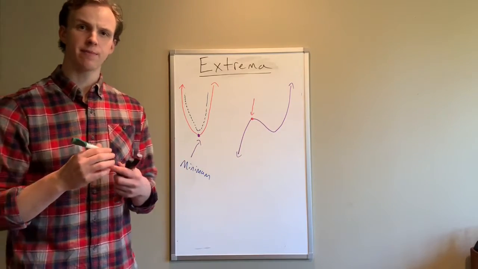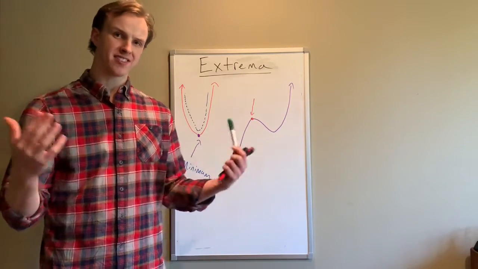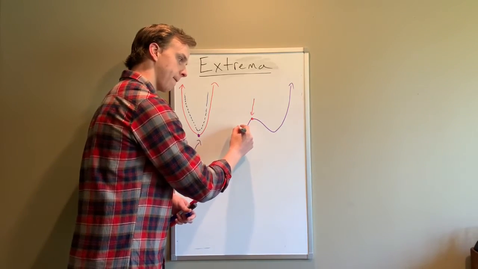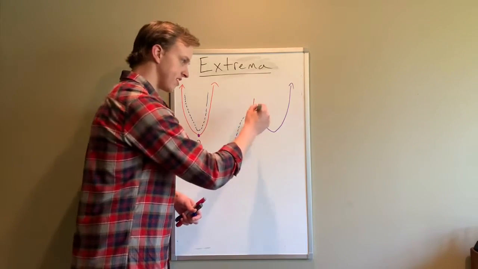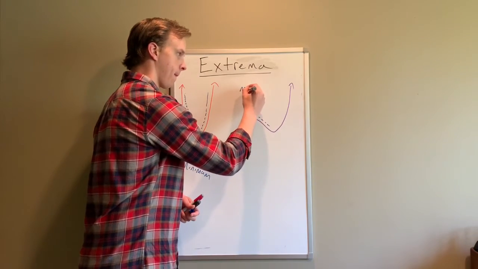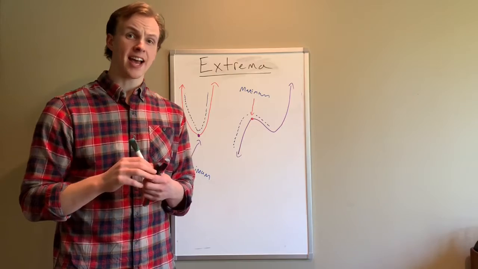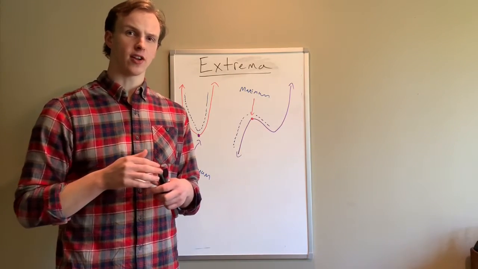We also have another type of extrema that we call a maximum. It's exactly what you'd expect. It's where we go from increasing to decreasing. A maximum is the highest point that we see at a particular area in the function.